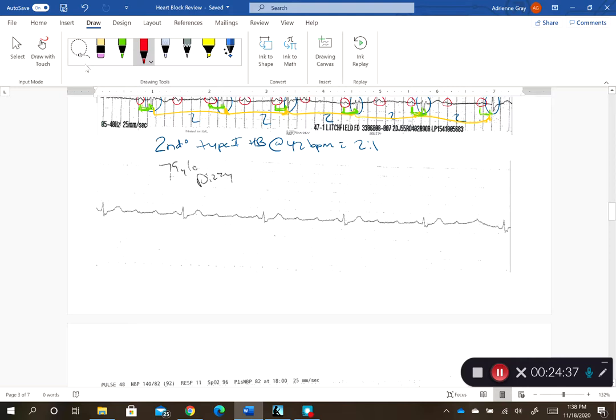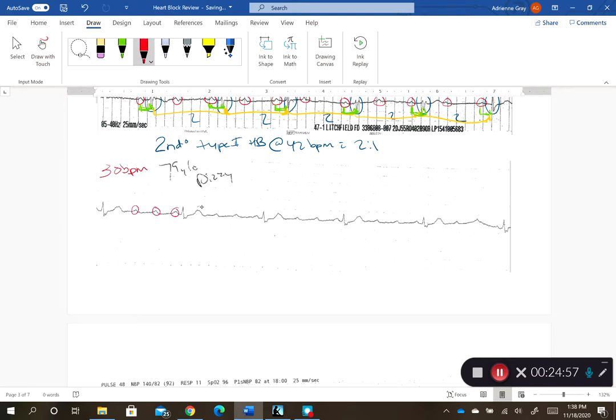All right, let's take a look at this one now. I don't have any blocks here to count my rate, so I'm going to guess. I'm going to call this about 30 beats per minute just because it looks pretty slow. But I don't have any blocks there to give me a reference. So all right, let's circle all of our P waves.